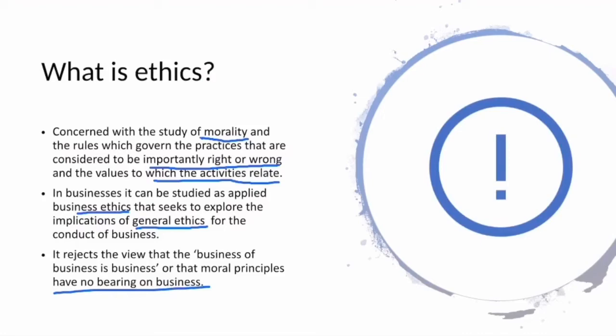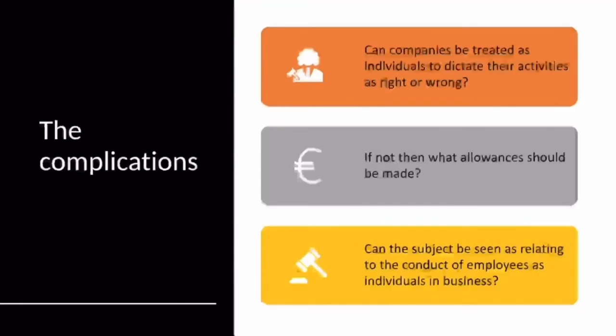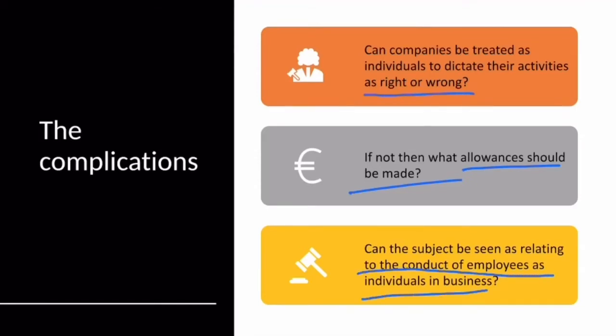So basically, we're going to learn about ethics because ethics is an important aspect of a business. In day-to-day business activities, there are areas where ethics is very important to understand. What is the complication with ethics? Can companies be treated as individuals to dictate their activities as right or wrong? If not, then what allowances should be made? Can the subject be seen as relating to the conduct of employees as individuals in business?